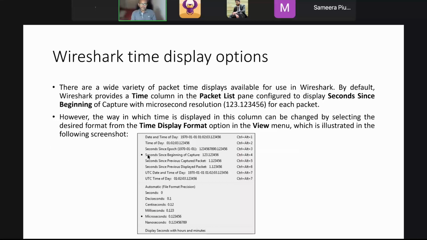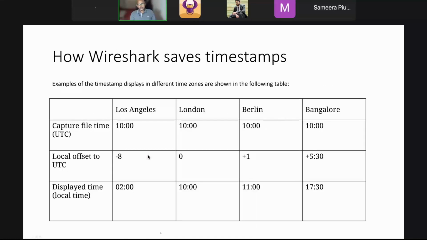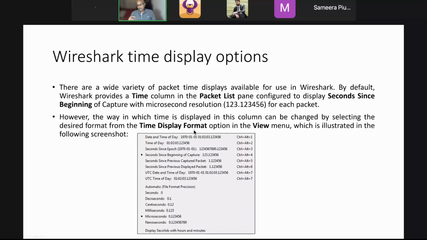Okay, Wireshark has display options, so you can display the time in various different formats. These are some of the points. There is a wide variety of packet time displays available for use in Wireshark. By default, Wireshark provides a time column in the packet list pane configured to display seconds since the beginning. The beginning is the time the first packet was captured, usually with microsecond resolution.